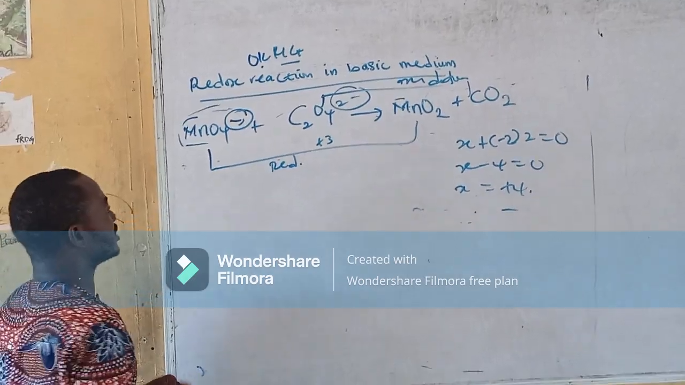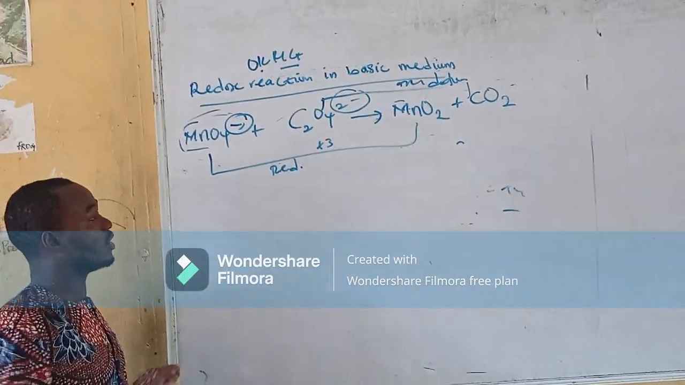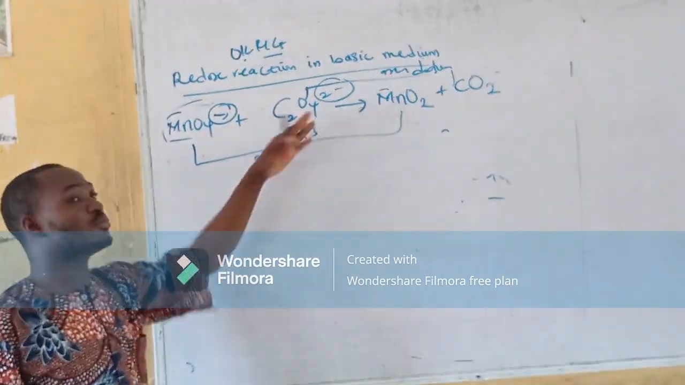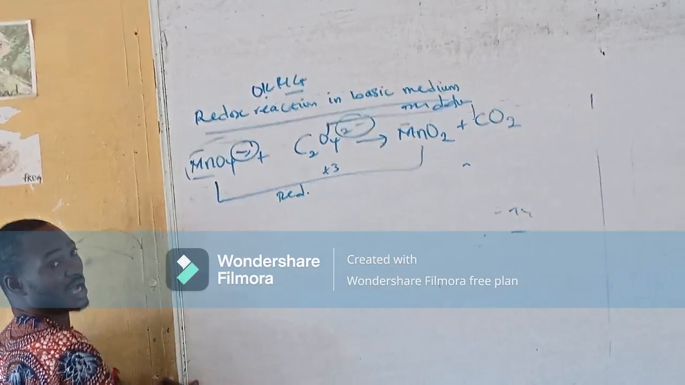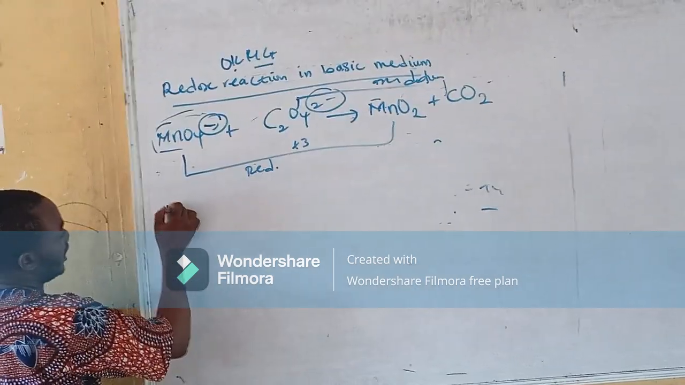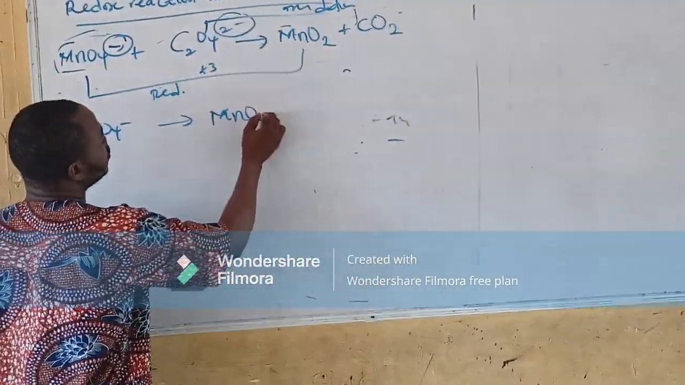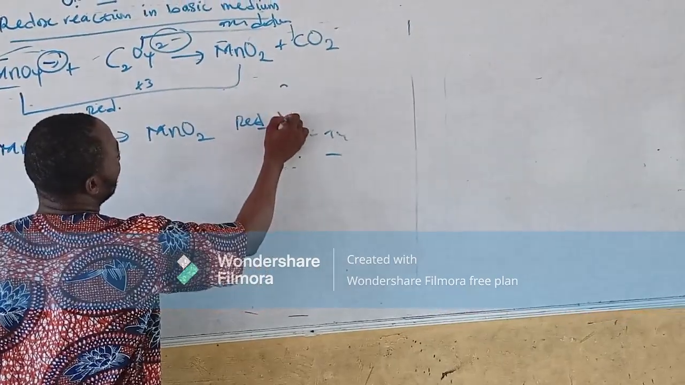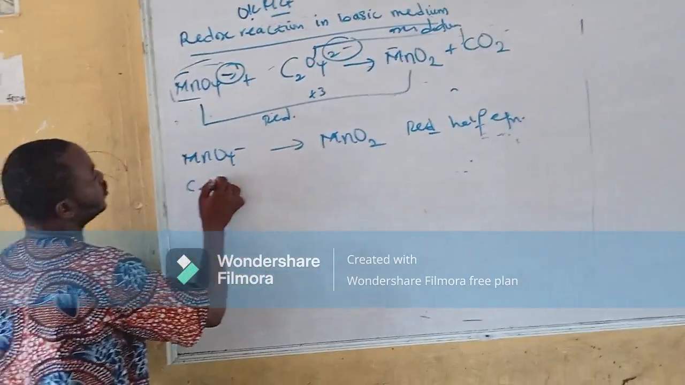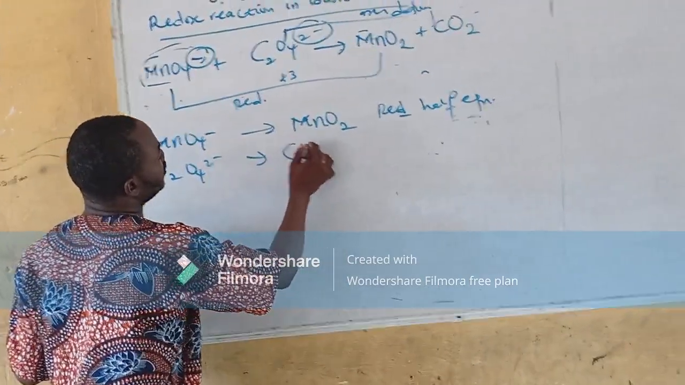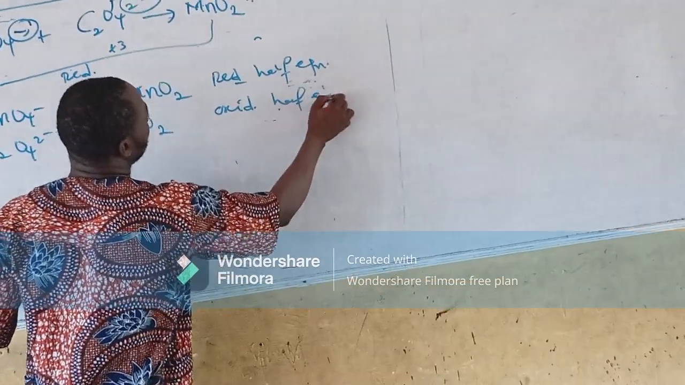In that case now, somebody will ask how do I know my central element? Most of the time, the central element is either your metal or in this case here, this carbon here. Oxygen cannot be your central element in this case here. So let's proceed. Now let's go to our reduction and oxidation half equations. Here our MnO4 minus to MnO2 is our reduction half equation. While our C2O4 2 minus to CO2 is our oxidation half equation.